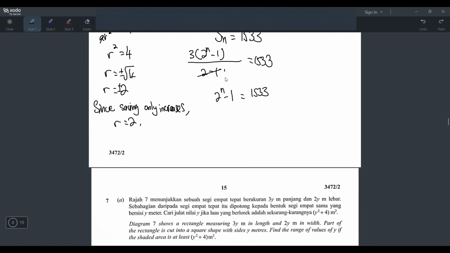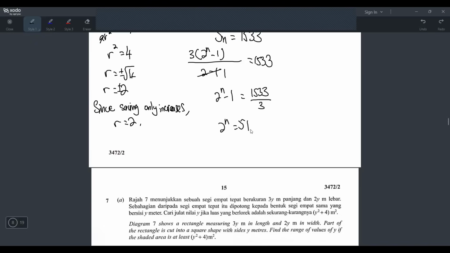Okay, 2 minus 1 is 1. And then when you move it, it becomes times 1, but times 1, nothing happened. And then the 3 can move over and become divide by 3. So now it becomes 2 power n equals to this one, divide by 3, and then plus 1. Right? Minus 1 becomes plus 1. So let's press 1533 divide 3 plus 1. Okay, my calculator gives me 512.